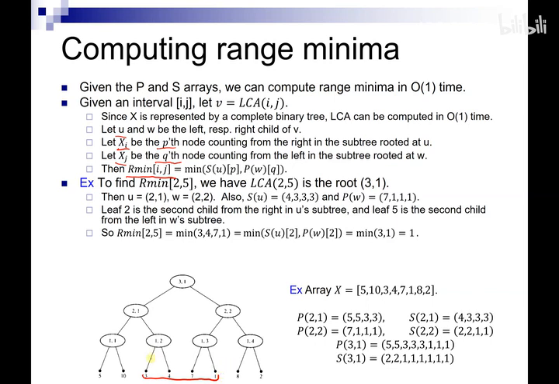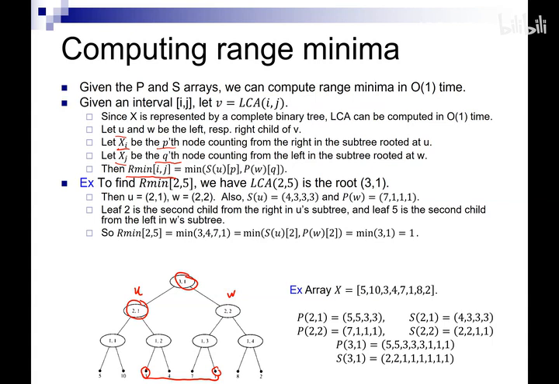The first thing we're going to do is to find the LCA of these two nodes. So this is x i over here, and this is x j. We're going to find the LCA of these two nodes, and that's going to be this node over here. Now we're going to take the left and right children of this node. The left child is going to be the 2, 1 node, so this is going to be the U over here, and then this is going to be the W over here.